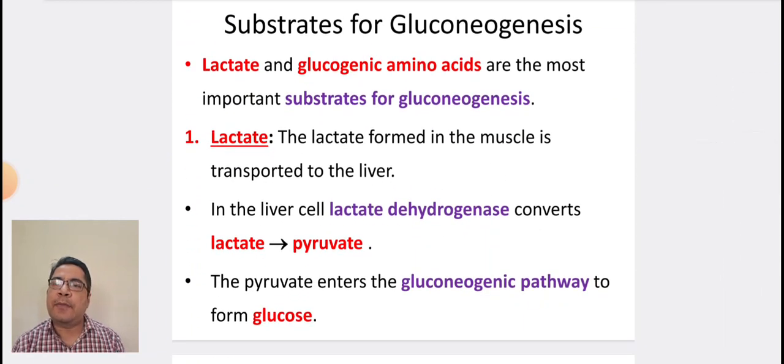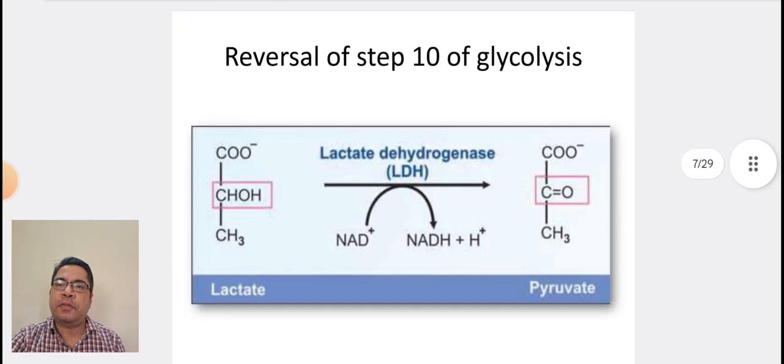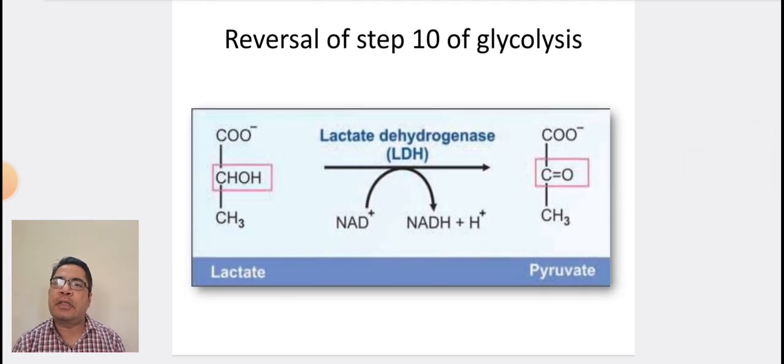Lactate and glucogenic amino acids are the most important substrates for glucose. Lactate formed in the muscle is transported to the liver. In the liver cell, lactate dehydrogenase converts lactate to pyruvate. The pyruvate enters the gluconeogenic pathway to form glucose. Yes, in this diagram, we can see reversal of step 10 of glycolysis. Lactate is converted to pyruvate with the help of enzyme lactate dehydrogenase and conversion of NAD plus to NADH.